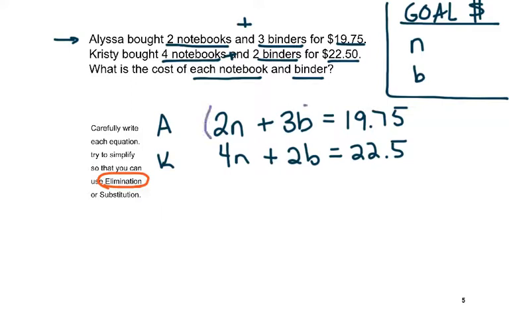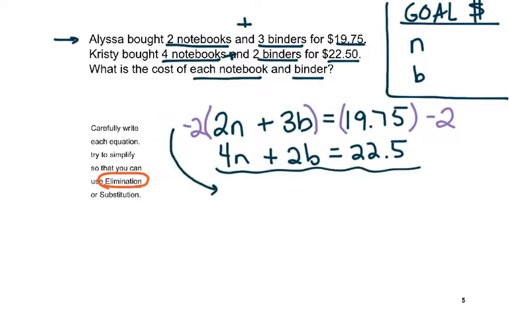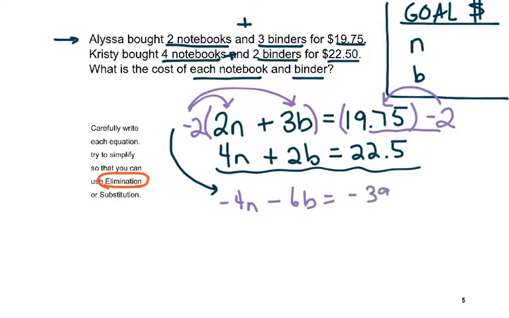I'm going to multiply both sides of this equation by -2, and I'm going to rewrite this equation. To do that, we're going to use the distributive method. So we're going to multiply that -2 times each term in the parentheses. So here's what we get. We get a -4n minus 6b is equal to, well, use your calculator for that one. That's going to be -39.5.